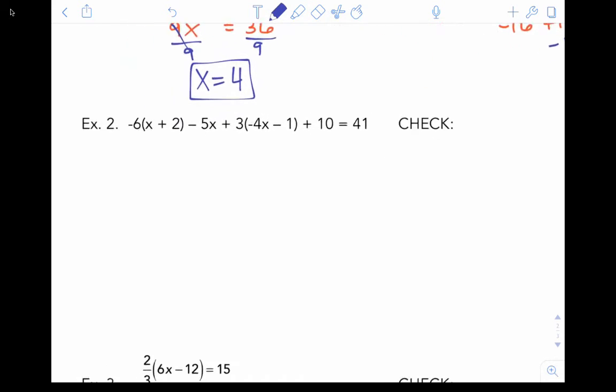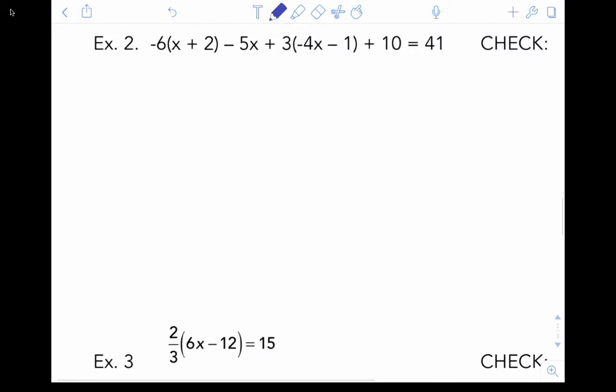All right, let's do another one. Go ahead and pause this video and see if you can do this one on your own. If you get stuck or if you finish and you need to check your work, play the video and check and see if you did it correctly.